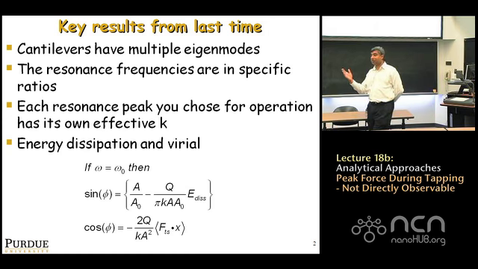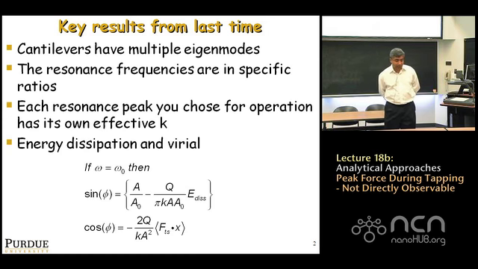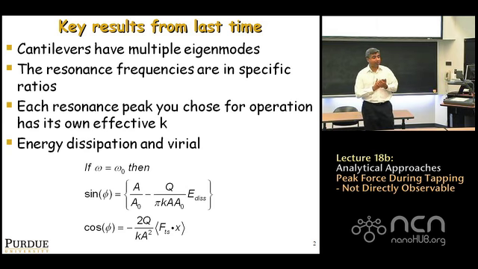Each peak you choose has its own equivalent stiffness depending on the shape of the deformation, the strain energy, the eigenmode, and so on. And we talked about how you can try to figure out what's the equivalent stiffness of that mode. The good news is, even though it's complicated, there are many eigenmodes. Once you choose a certain peak for operation, you can represent it by a point mass model with the appropriate spring constant, and everything's okay.